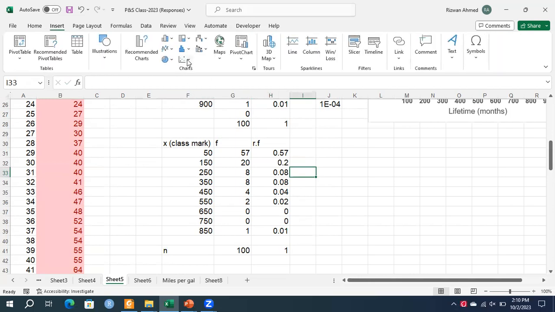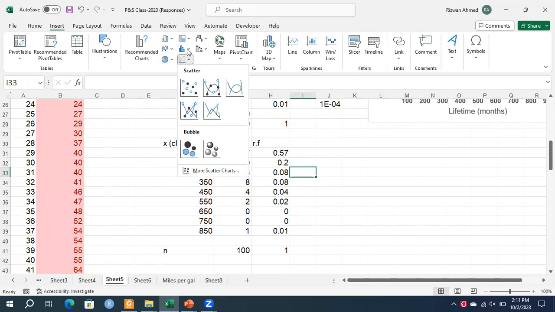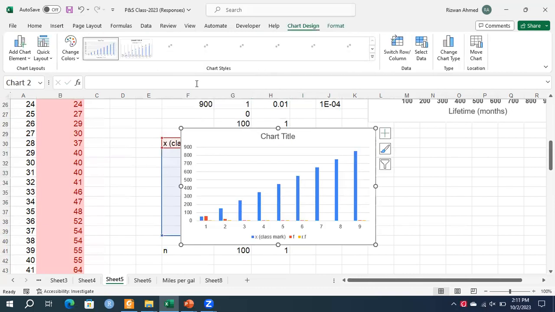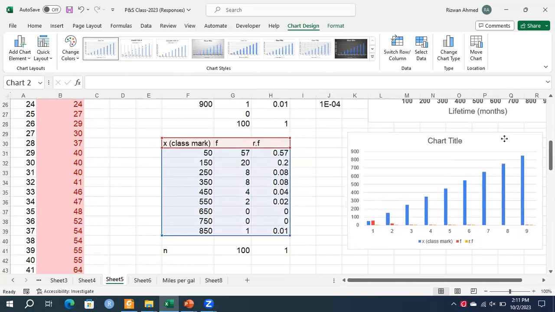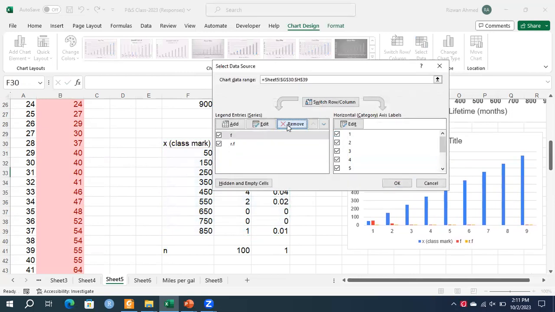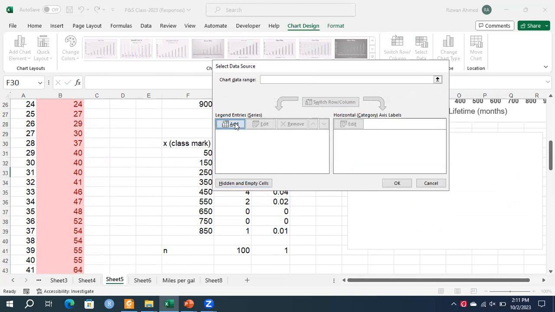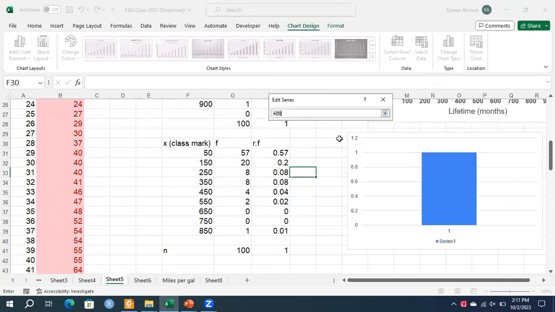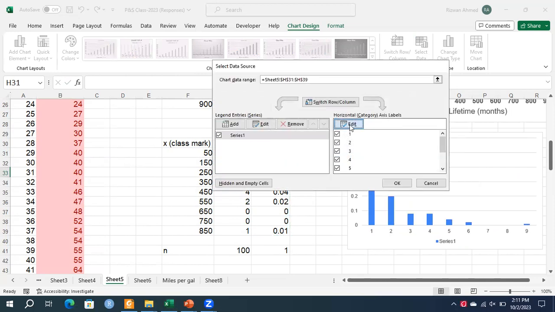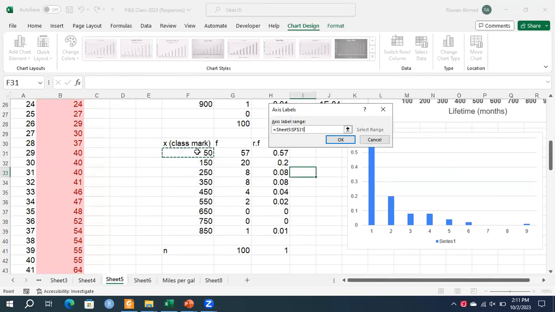Again, I select a plot, okay, as a bar graph. I do not like these values. They have been automatically selected. So I have to select the appropriate one. Add series values must be taken from this column, relative frequency, and for the labels, I prefer the mid values of the classes.